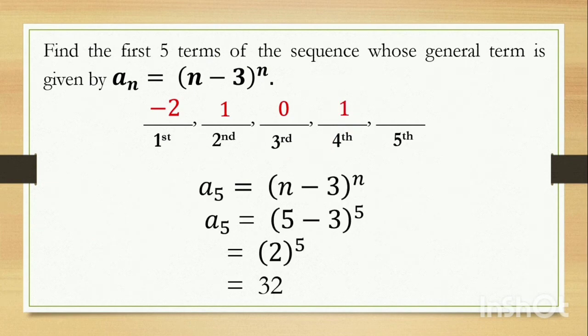And for our fifth term, so we have 5 minus 3, that is 2, and 2 raised to 5 is 32. So we now have the first 5 terms of the general term a sub n is equal to the quantity of n minus 3 raised to n. We have negative 2, 1, 0, 1, and 32.